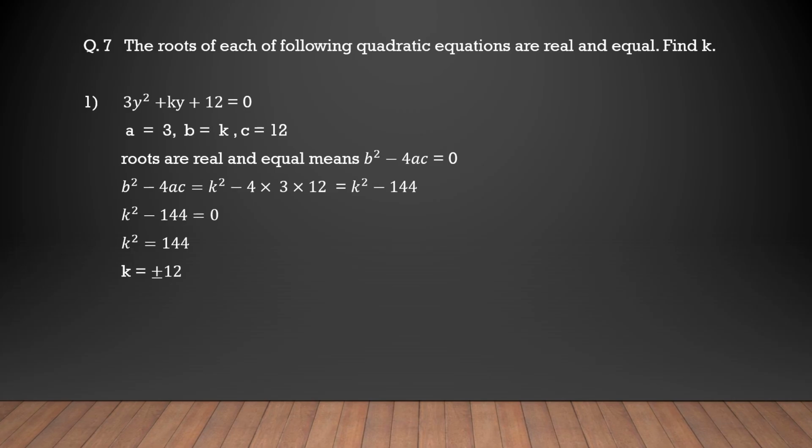So k square minus 144 is equal to 0. K square is equal to 144. Then we take the square root of both sides. After that we get k is equal to plus minus 12. So the value of k is plus minus 12.